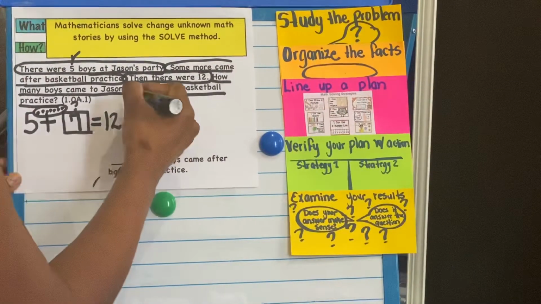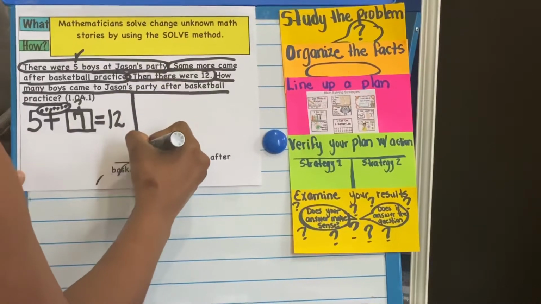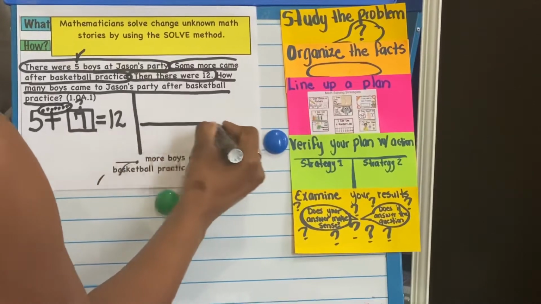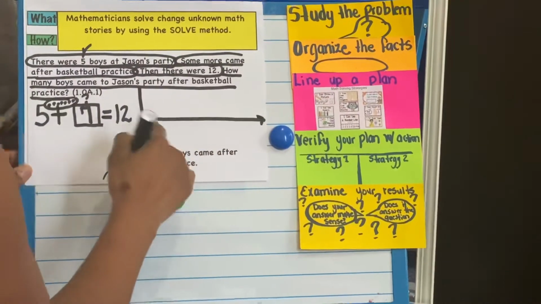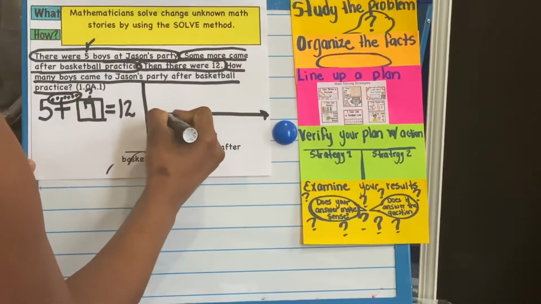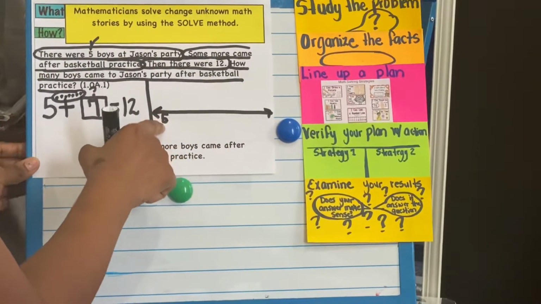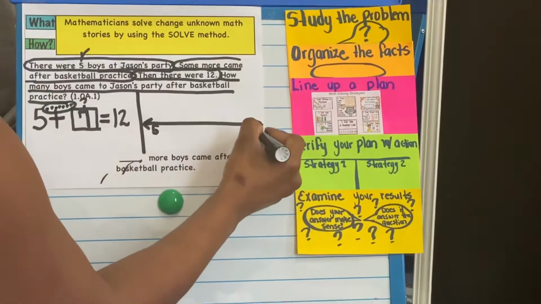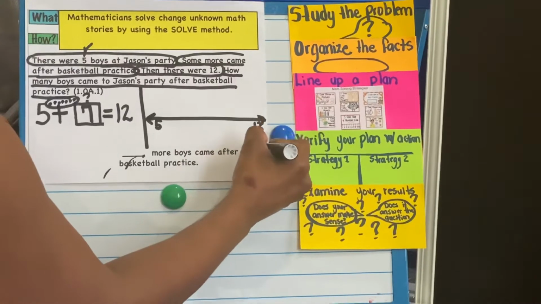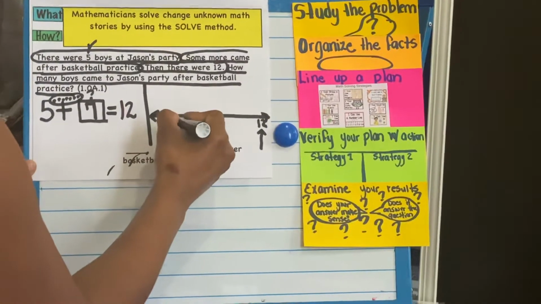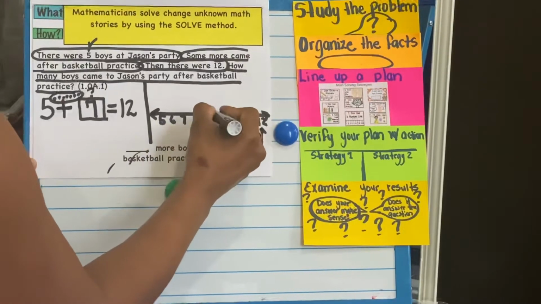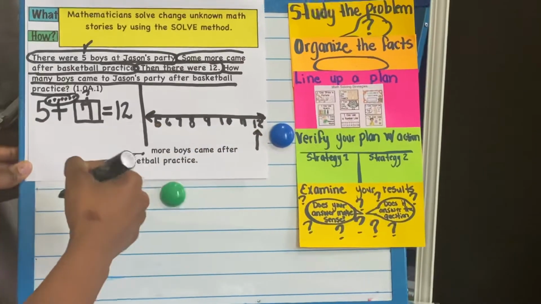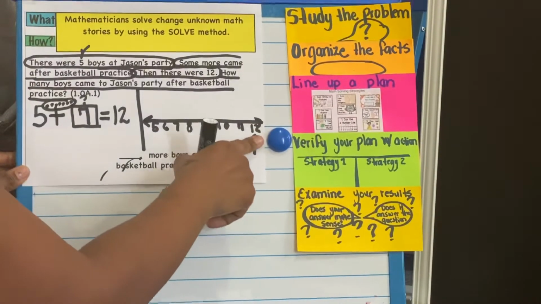Let me verify my plan with another action. I'm thinking that maybe I can use a number line. So I know that we're starting with 5. So I'm going to start my number line with 5. And I know that we're going to end at 12. So I'm just going to put 12 here. I don't need the other numbers. So I'm going to say 5, 6, 7, 8, 9, 10, 11, 12. I'm going to stop at 12 so that I don't make a mistake and continue.